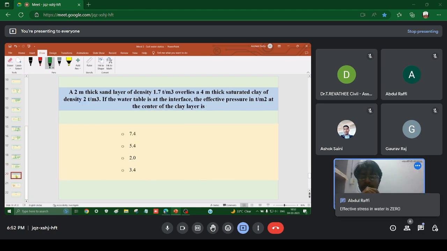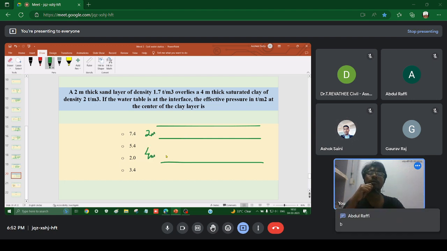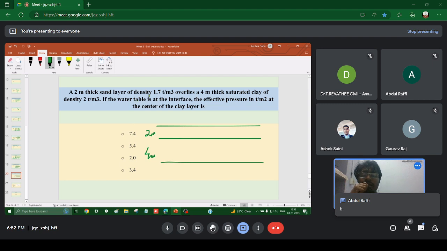Alright. Next question. A 2 meter thick sand layer of density 1.7 ton per meter cube overlays a 4 meter layer. Yes, you can write in the chat box. I believe none of your mics are working. 4 meter.